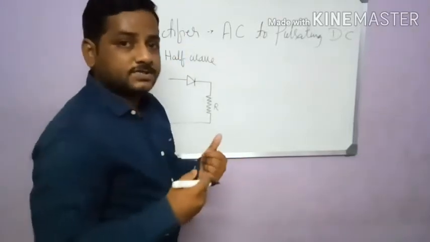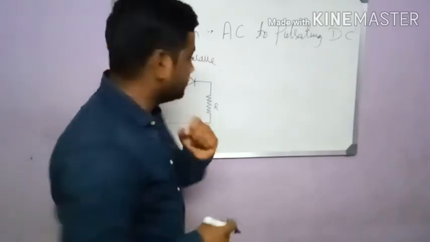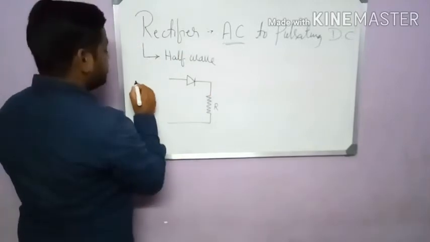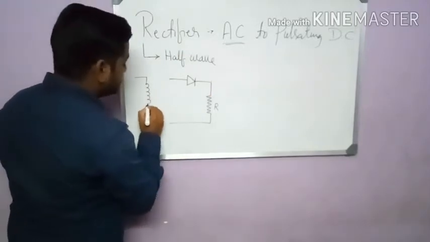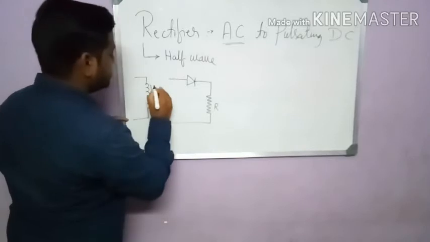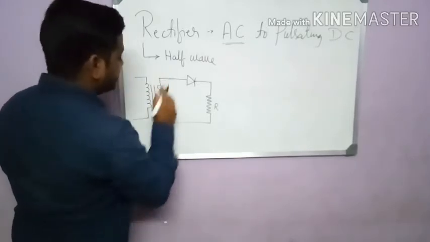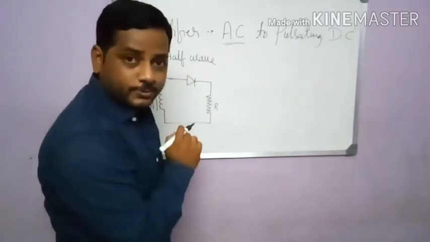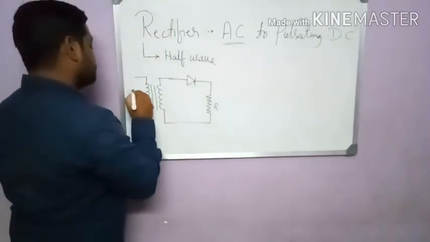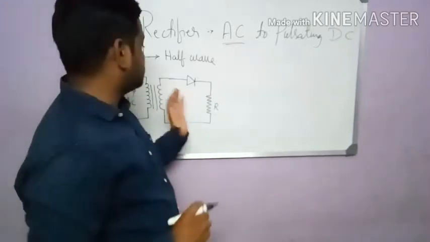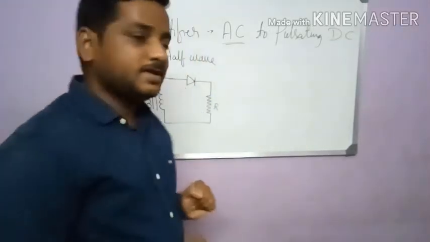Now what about the input? The input has to be AC, right? AC is alternating, so we use a transformer as an input source. So let us give a transformer. The secondary of the transformer is given to the diode. Here we give a single phase AC supply, right? This will be a half wave rectifier.